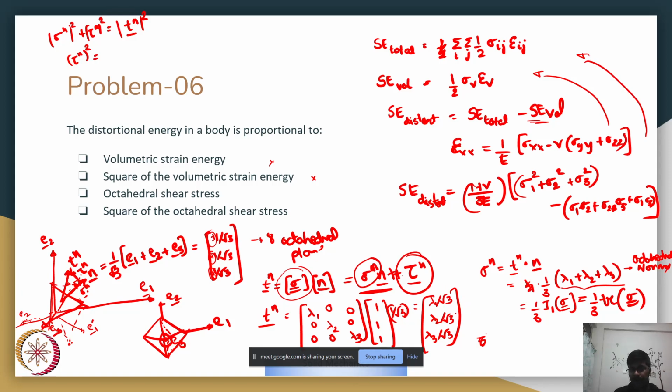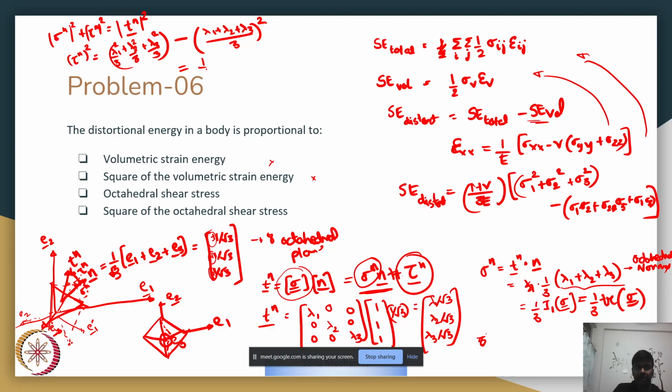Since it's a vector and we are taking the square of the norm, we'll basically be adding each component. So you would have lambda 1 square by 3 plus lambda 2 square by 3 plus lambda 3 square by 3. This is my Tn square minus sigma n square. Sigma n would be lambda 1 plus lambda 2 plus lambda 3 by 3, whole square. Taking the 1 by 3 whole square, that would be basically 1 by 9.